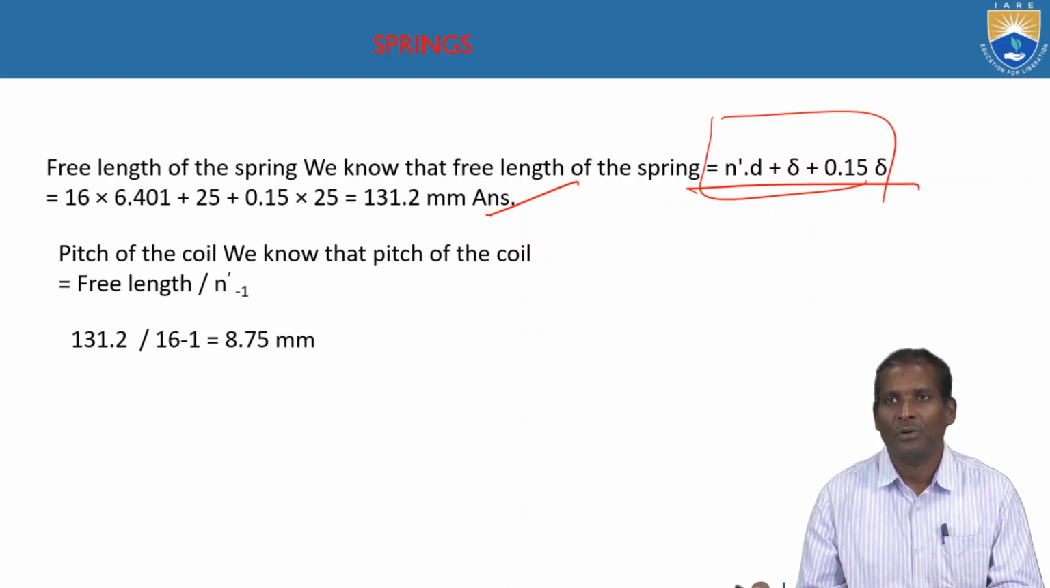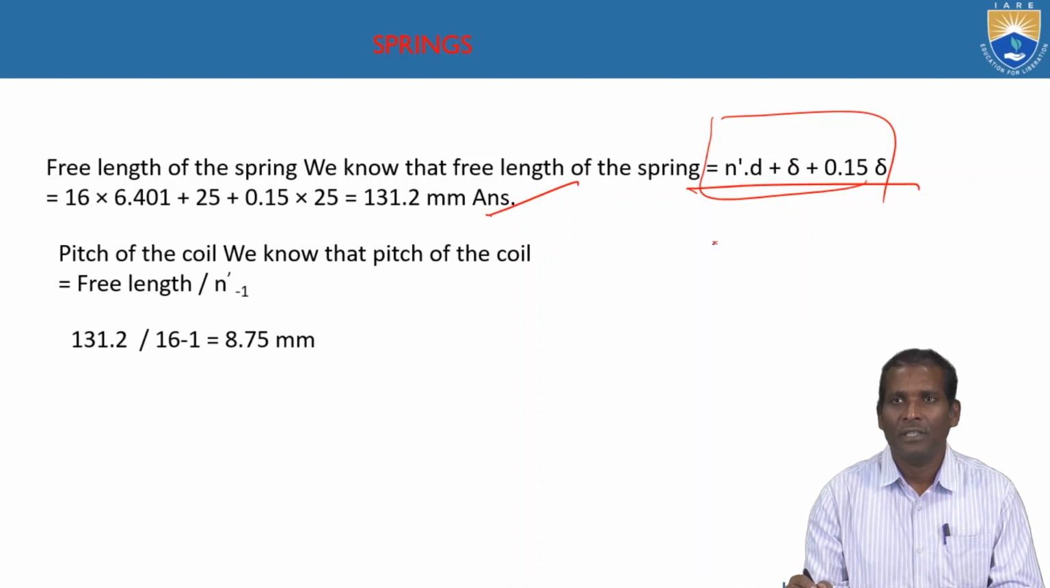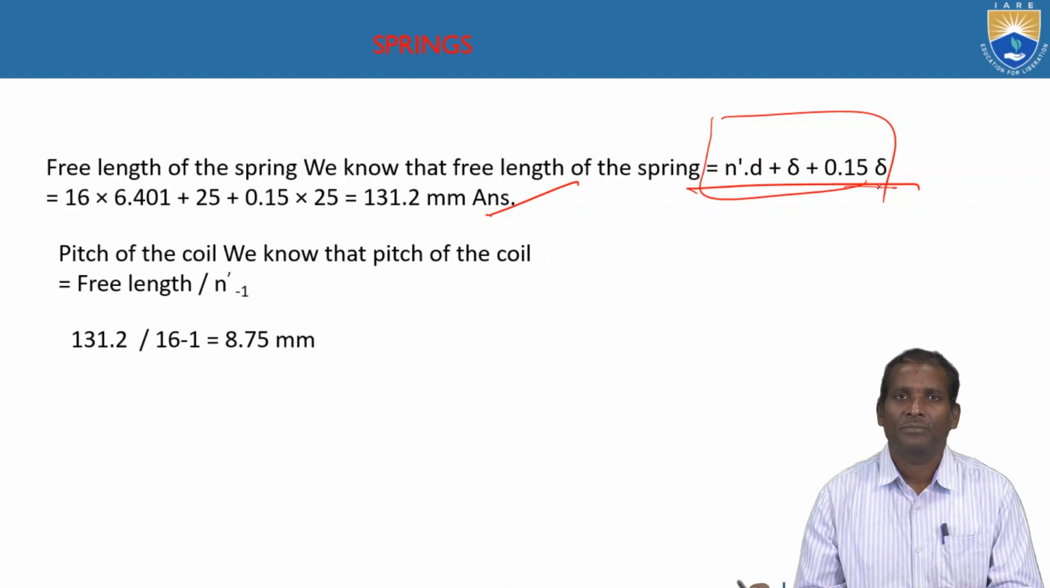Total number of turns multiplied with d, plus delta deflection, plus 0.15 delta.